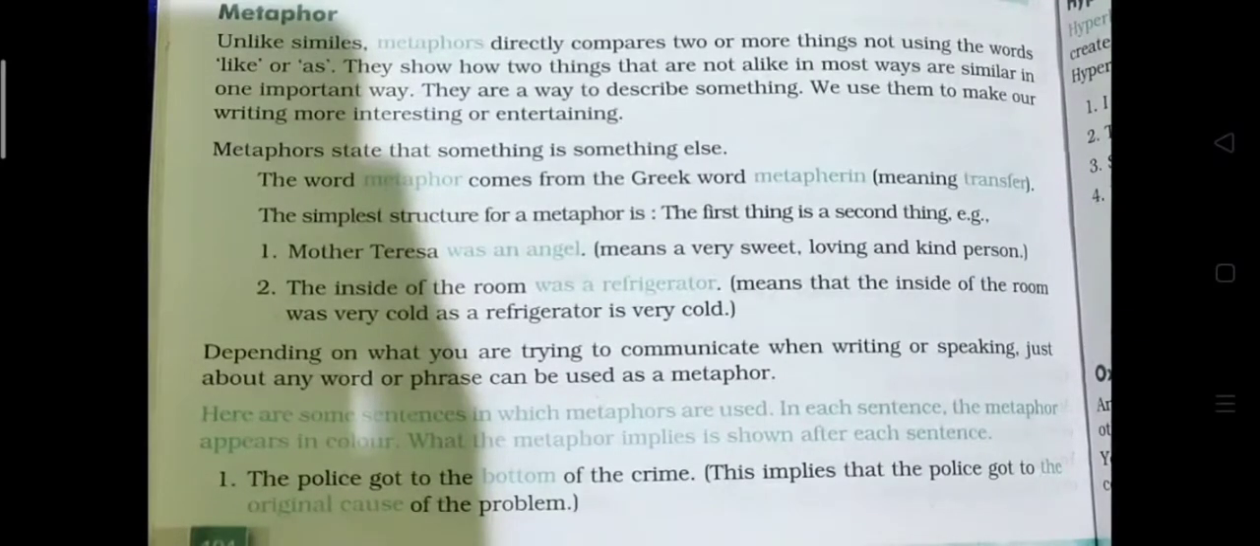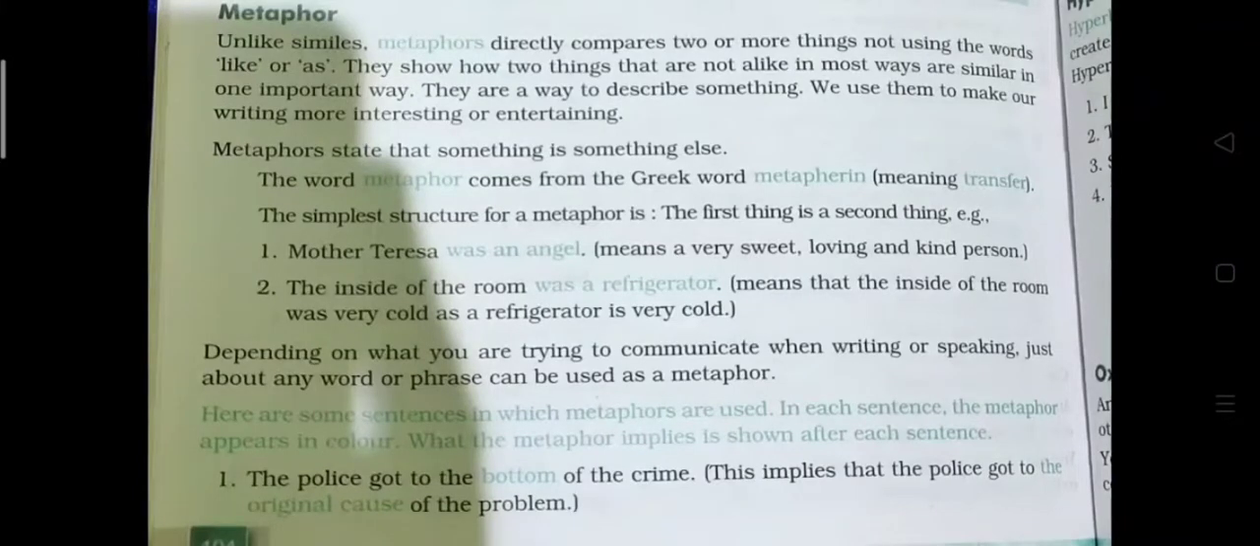Metaphor. Okay, what do you understand by metaphor? Unlike similes, metaphors directly compare two or more things. When we are comparing two or more things without using any word like or as, this is called a metaphor. Metaphors do exactly the same work as a simile, but the only difference is we don't have like or as. They show how two things that are not alike in most ways are similar in one important way. Okay, we compare two things which are not exactly the same, but they have something in common.